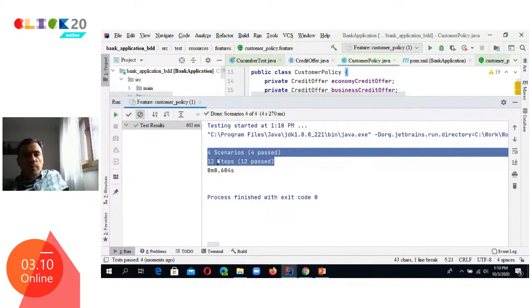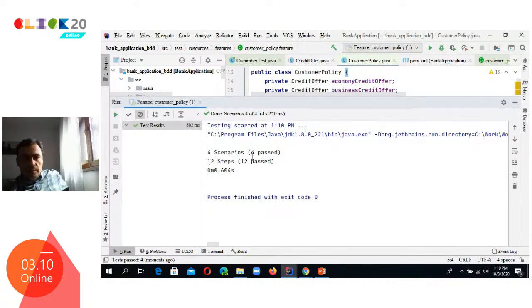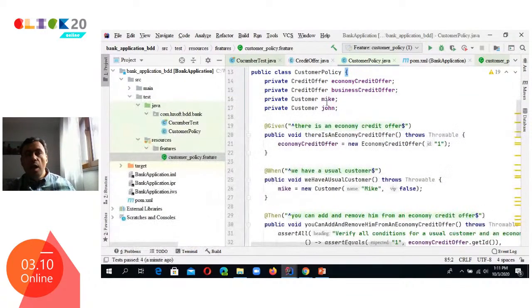4 scenarios, 12 steps, 12 steps passed. So somebody who would like to quickly execute everything, or somebody who would like to bypass the Java code, maybe he's a less technical person, will be able to immediately execute these tests.